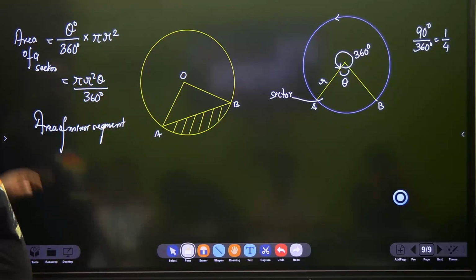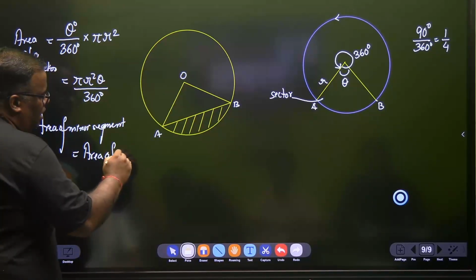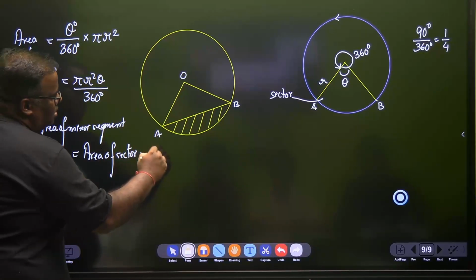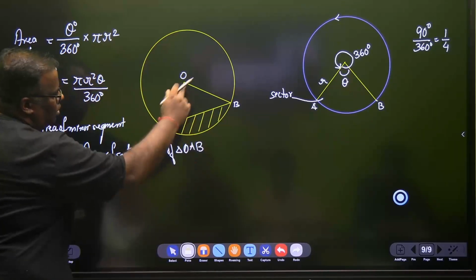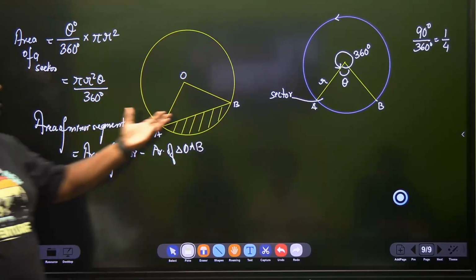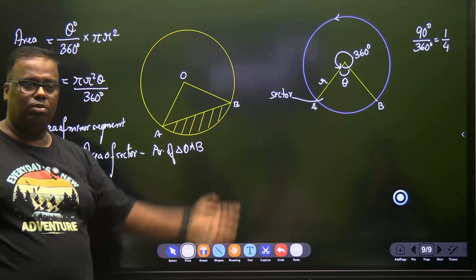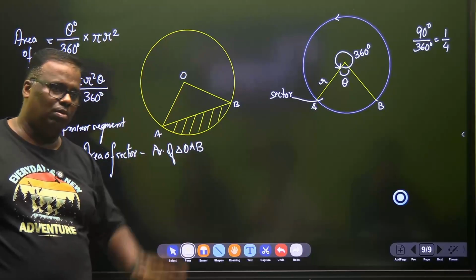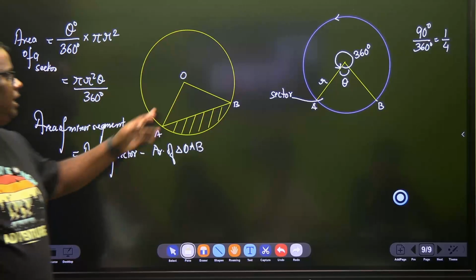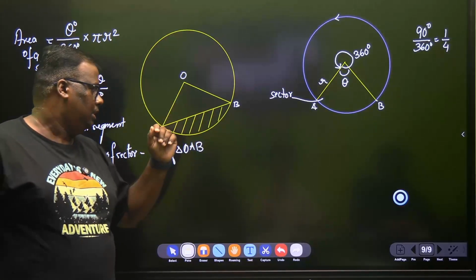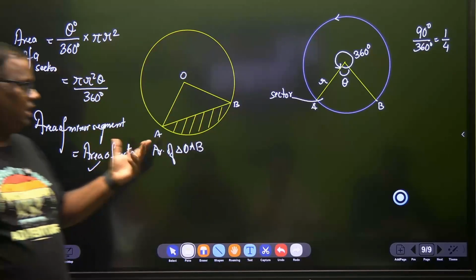Agreed? Area of minor segment will be area of sector minus area of triangle OAB. Do you agree or not? Area of sector, sector means the portion of the pizza, minus the area of the triangle will give you the area of the segment. And here is where all your problems will be. Finding an area of a sector is very easy if this particular angle is given, right? The whole issue comes with area of triangle, right? Now let's see what all things to do in this area of triangle.